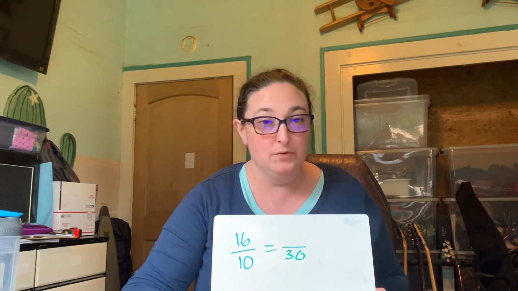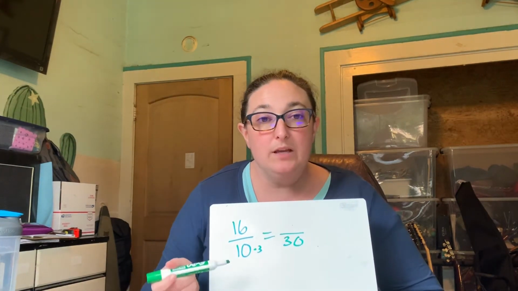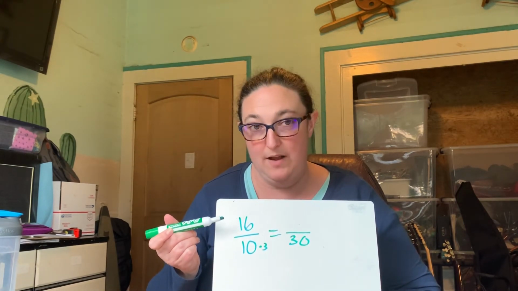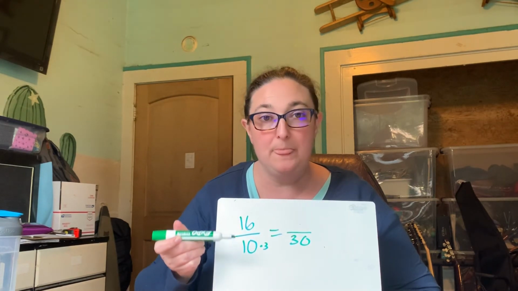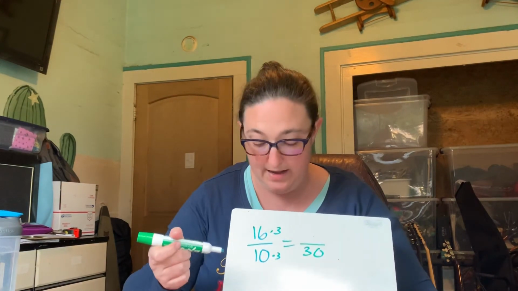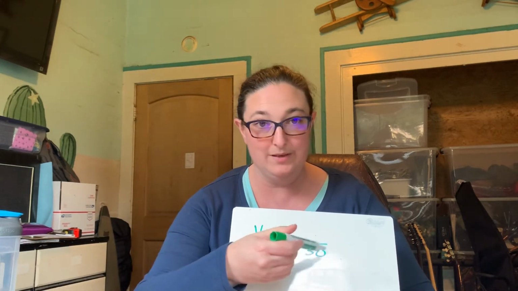10 times what equals 30? 10 times 3 equals 30. If I do something with the denominator, I have to do the same thing with the numerator when we're finding equivalent fractions and ratios. So if I multiply my denominator by 3, I have to multiply my top by 3 as well. All right, now I know that I need to find 16 times 3 to be able to find this missing number.